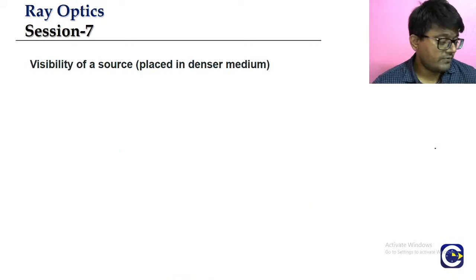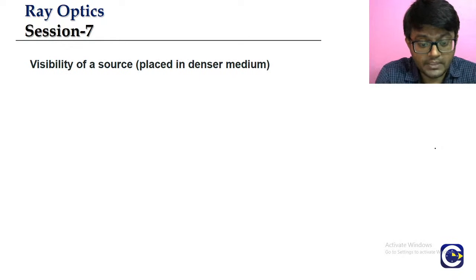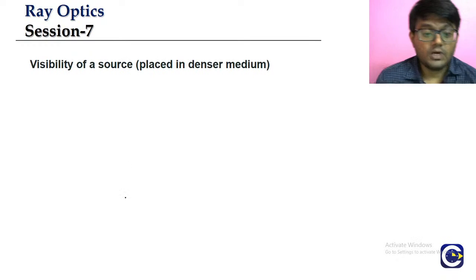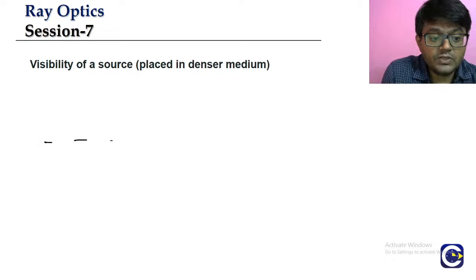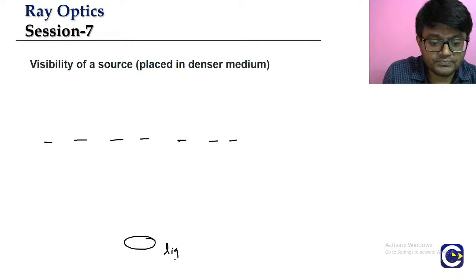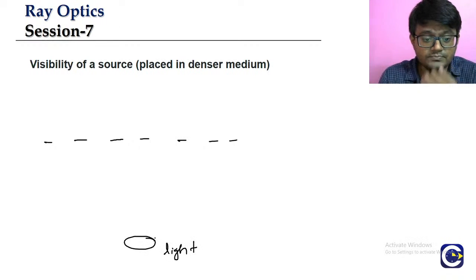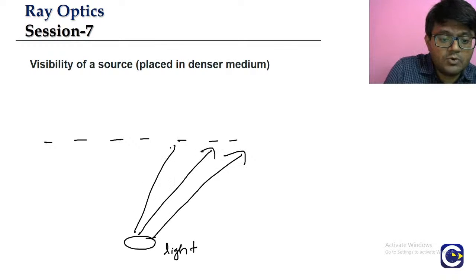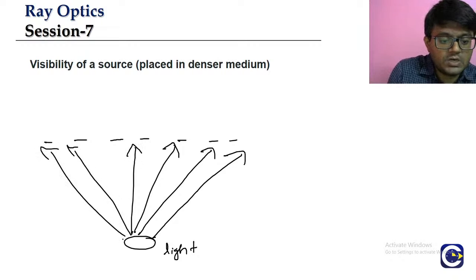Now the phenomenon of total internal reflection is also something that will help us understand the visibility of a source which is placed in a denser medium like water. I'm not sure if you may have experienced this practically. Think about it. You keep a light inside the water. Generally, what is the understanding we'll have? The light will produce light rays which will keep going in all different directions. This is what we'll expect.